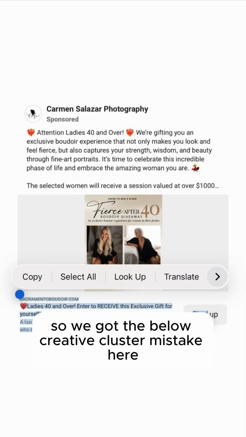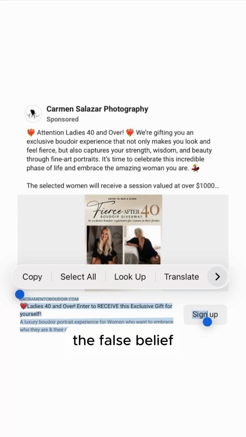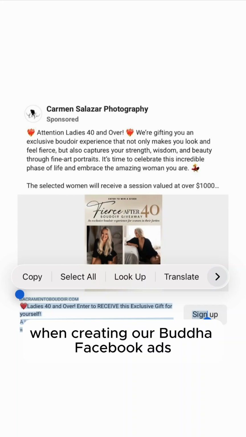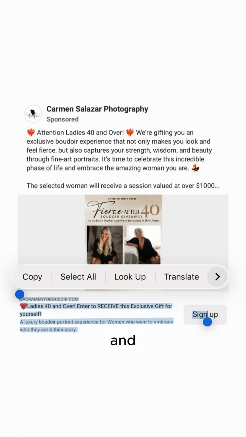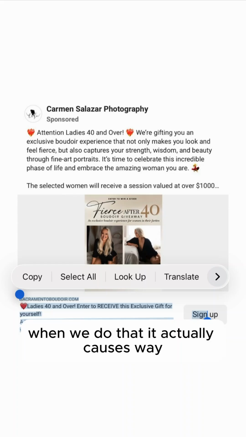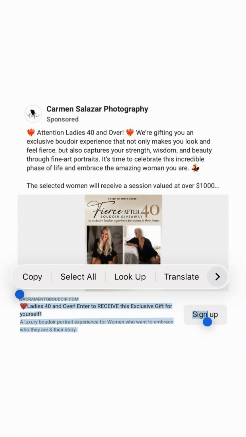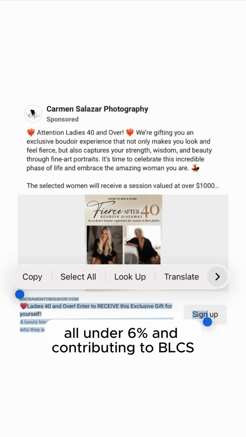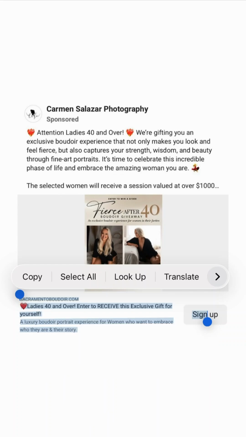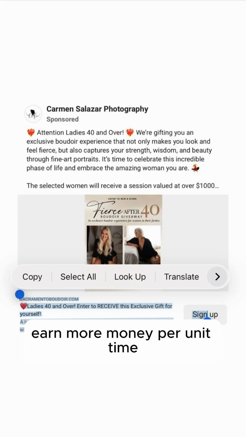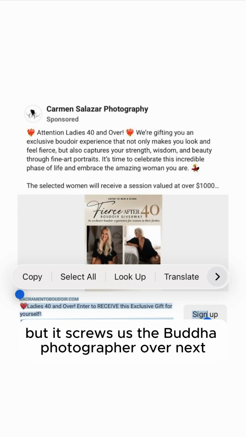So I'm looking down here. We've got the below creative cluster mistake here. The false belief that caused us to make this mistake is filling out everything Facebook recommends us to fill out when creating our boudoir Facebook ads. When we do that, it actually causes way, way, way more women to scroll by our ads than necessary, pulling our unique CTR all under 6% and contributing to BLCS, boudoir low click syndrome. But Facebook loves it because Facebook can serve more ads per unit time, earn more money per unit time, but it screws us, the boudoir photographer, over.